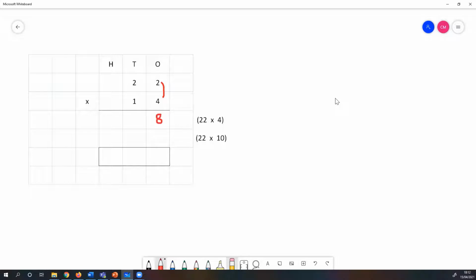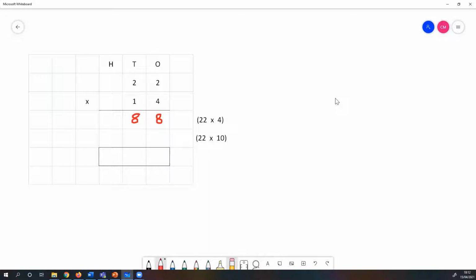We carry on. We do 2 tens times 4 ones. Well, 2 tens times 4 is going to give us 8 tens. So we show 8 in the tens column. Obviously, we know 8 tens is equal to 80. So 22 times 4 is equal to 88. So let me just give myself some space here. And we'll carry on.